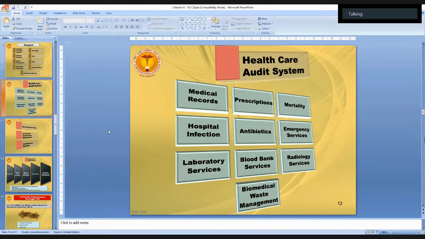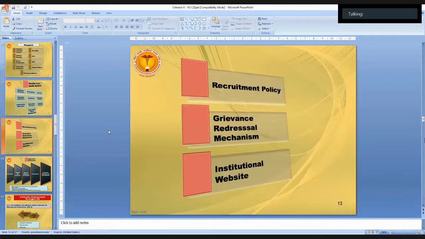So that's extremely important. The recruitment policy is something which is looked into very meticulously.